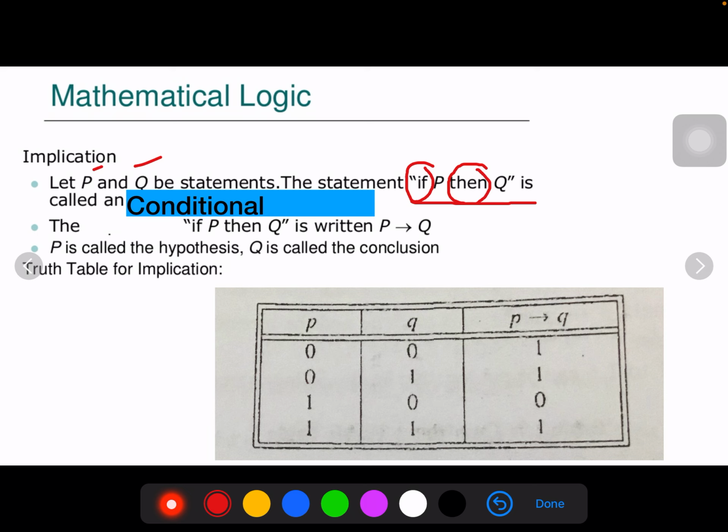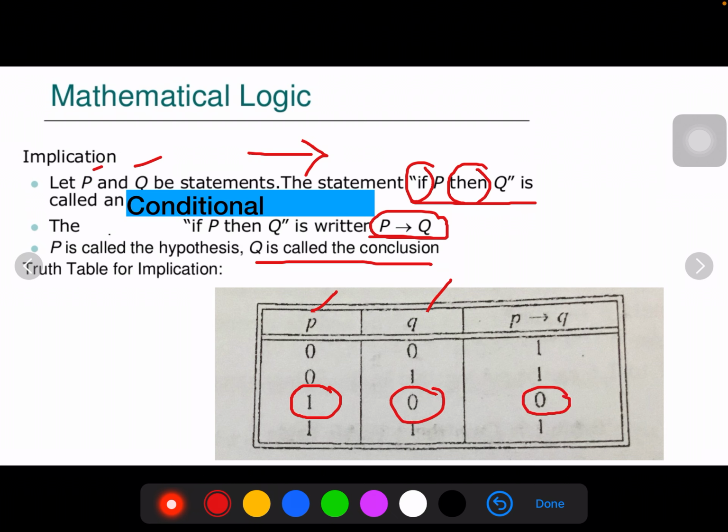So how do we write this? A right arrow is used for conditional or implication. P is called the hypothesis, Q is called the conclusion here. P is a given hypothesis, Q is a conclusion. So this truth table has a truth value of a conditional, a 0 in case the hypothesis is true and the conclusion is false, then such a statement is a false statement. Rest all are true statements.